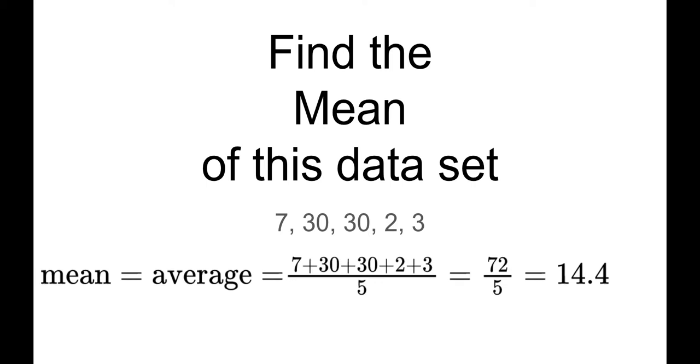The first question I have for you is to find the mean of this data set. You want to remember that in our case, we're looking at the arithmetic mean, which is the same thing as the average. To find an average, you want to add the numbers up and divide by how many numbers there are. So find the mean of this data set. The mean in this case is 14.4.